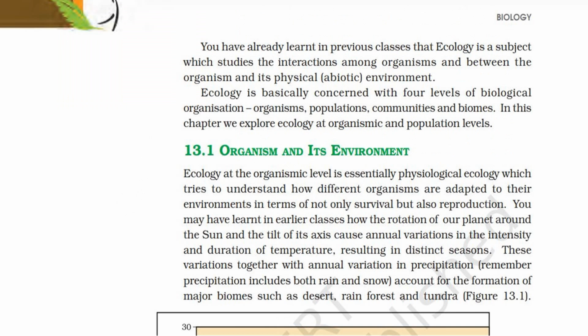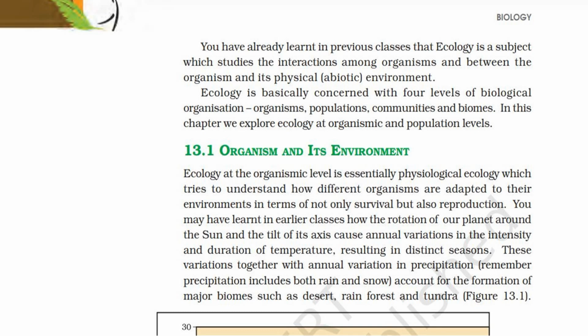You have already learnt in previous classes that ecology is a subject which studies the interactions among organisms and between the organism and its physical abiotic environment. Ecology is basically concerned with four levels of biological organization: organisms, populations, communities and biomes. In this chapter we explore ecology at organismic and population levels.